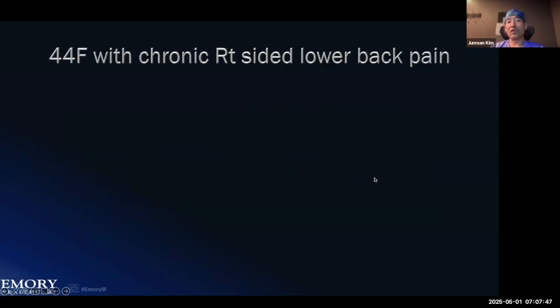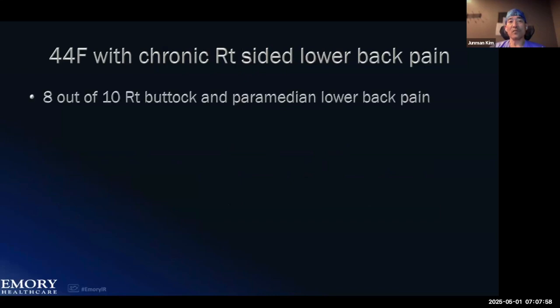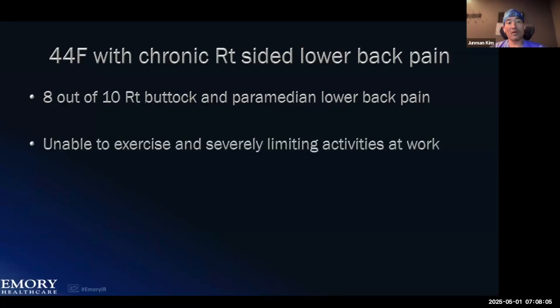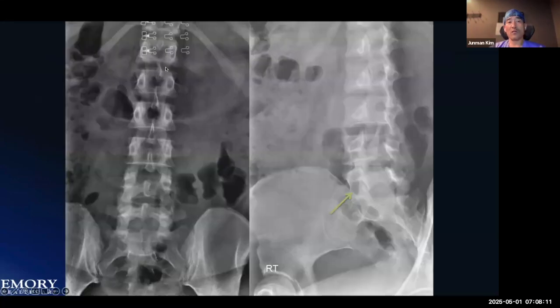This is a 44-year-old female with chronic right-sided lower back and buttock pain. She is actually one of our IR techs. She had 8 out of 10 right buttock and paramedian lower back pain, unable to exercise and severely limiting activities at work, no radiating pain. On X-ray, nothing too crazy other than some degenerative changes of the facet joints.